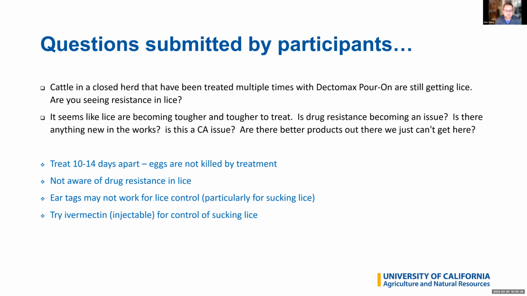And if you're really having some trouble getting control, you might want to try some of the injectable products like ivermectin. If you have sucking lice or blood feeding lice, these ivermectin products, the same ones you'd use for other internal parasites, will actually kill sucking lice as well. So you might talk to your veterinarian about a product that you would use to get double control: internal parasites and sucking lice.